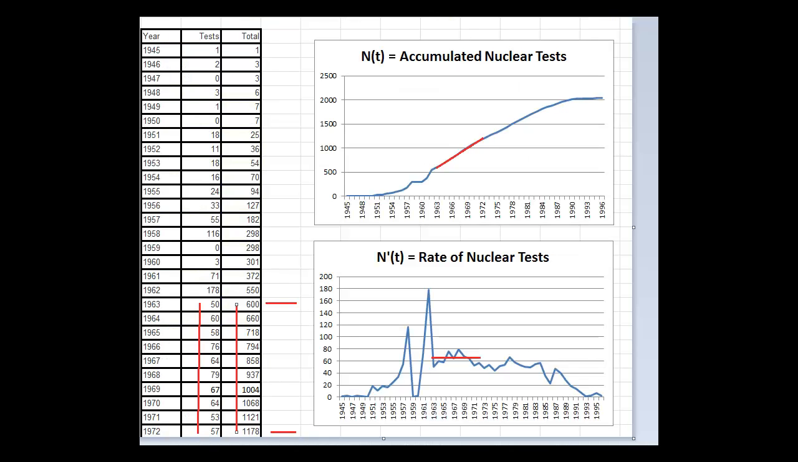The reason all this is important is because if we take these two methods for solving the same problem and put them together, we get something called the fundamental theorem of calculus.